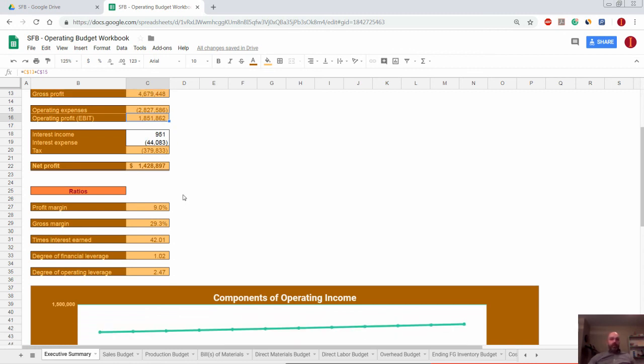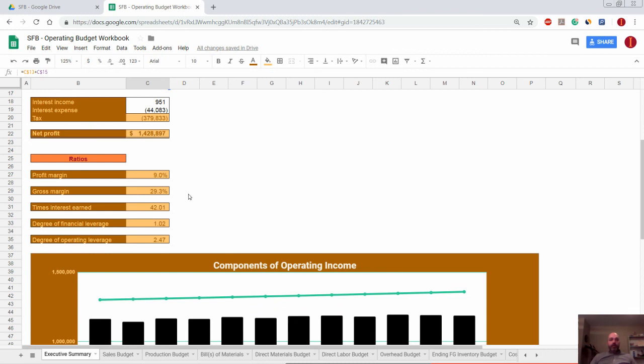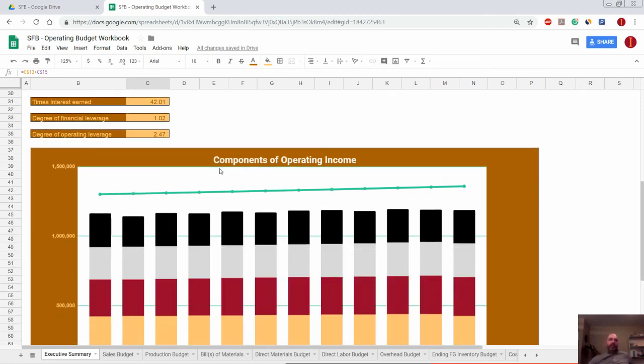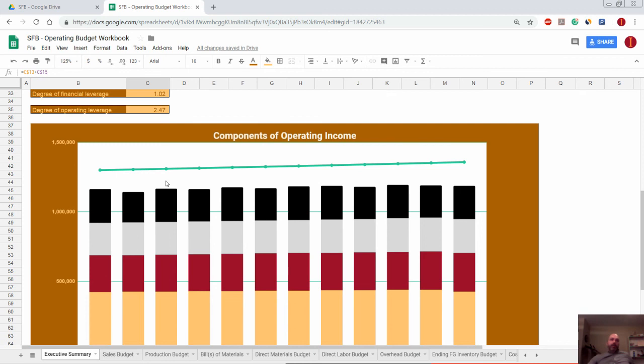All right, so again, those topics will be expanded upon hopefully very soon. The degree of financial leverage spreadsheet is done. I've just got to get the post written and get a video made eventually. The last part here is the components of operating income, which just breaks down everything that you enter throughout the entire budget.